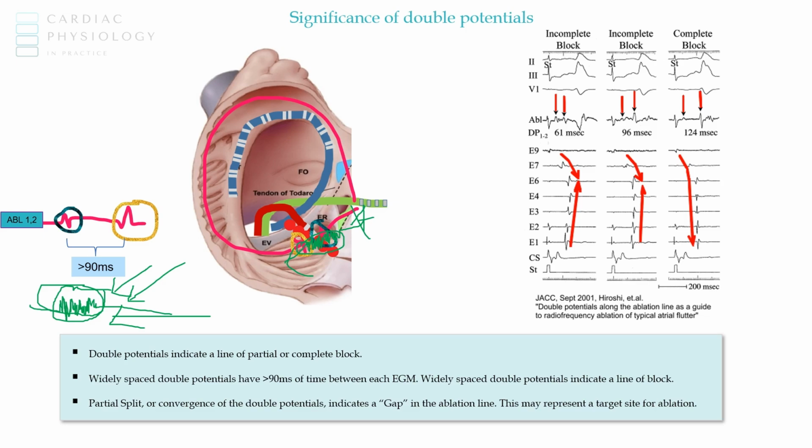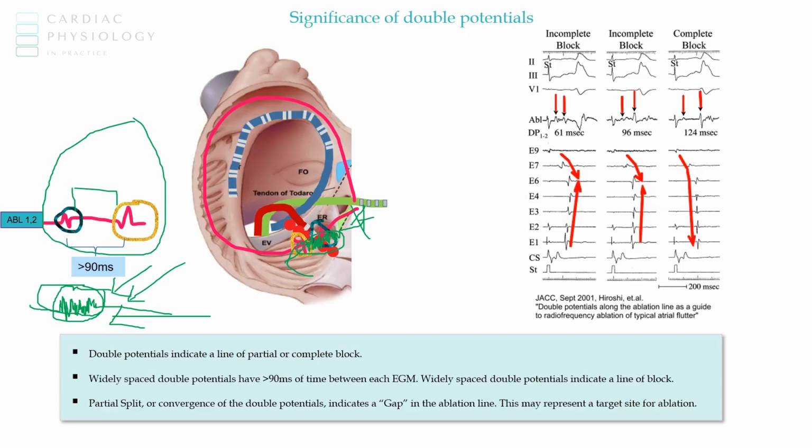I'm perhaps overgeneralizing here, but if I see this in the lab, I 100% point this out, that this needs to be burnt or this needs to be looked at further. But if you see these nice, beautiful double potentials that are widely spaced with a lot of isoelectric line in between, then this indicates that we probably have achieved block here.